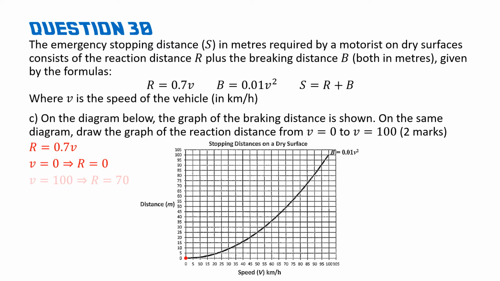The next point is 100. When V is 100, we get 0.7 times 100, which is 70. So we come across on our x-axis to 100, we go up to 70, and we put in a second dot. Now, we could have picked any two dots because it's a nice linear line. It won't make any difference which points we pick, but it says to go from 0 to 100, so let's pick those two particular values. Now we can draw a nice straight line that connects those two points, and that there is our graph.